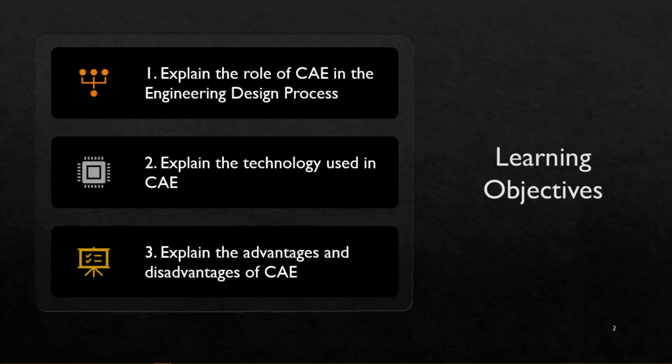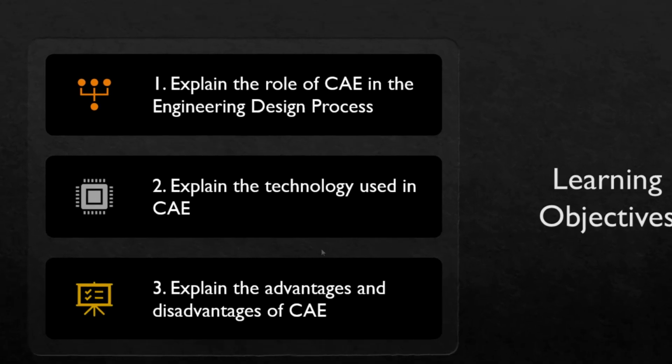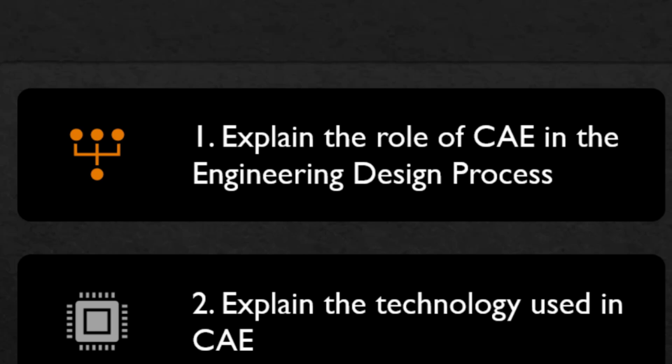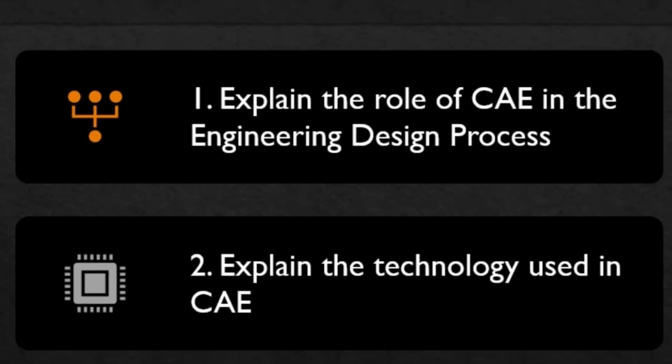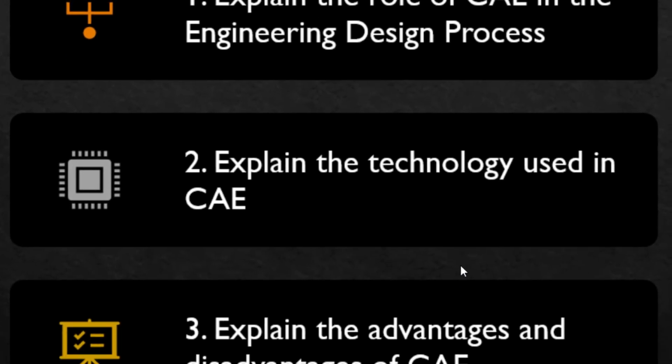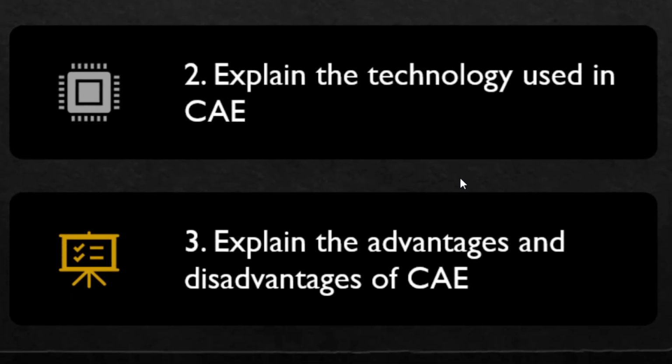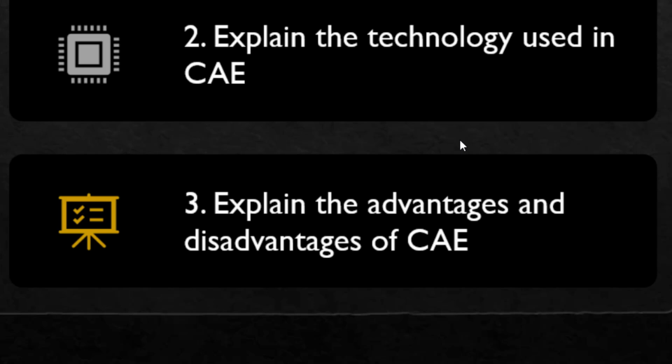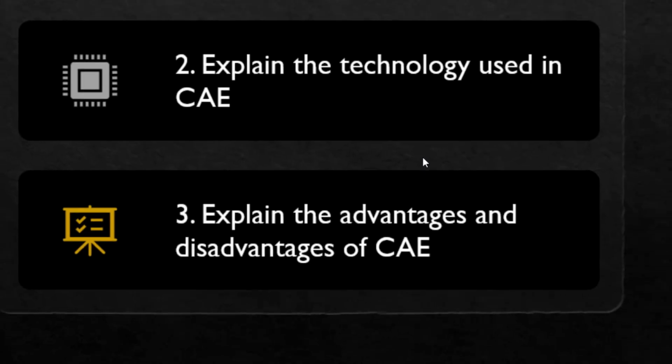Okay, moving on to our learning objectives for this video. By the end of this talk, you should be able to explain the role of CAE in the engineering design process. You should also be able to explain the technology used in CAE. And the last one is you should be able to explain the advantages and disadvantages of CAE.